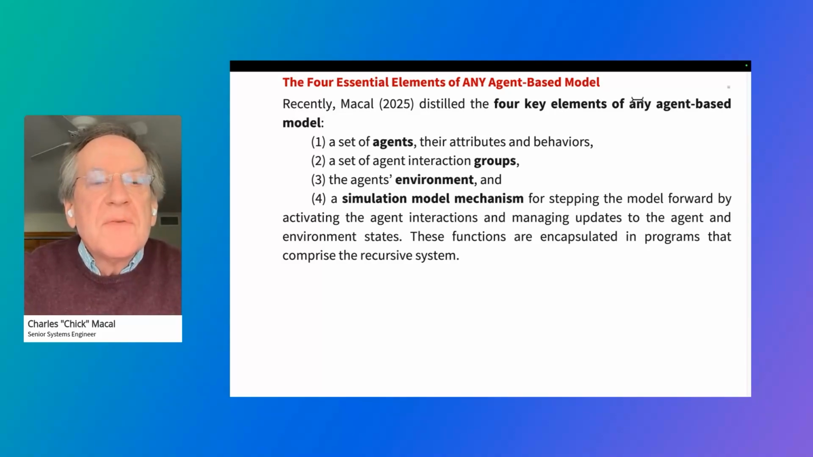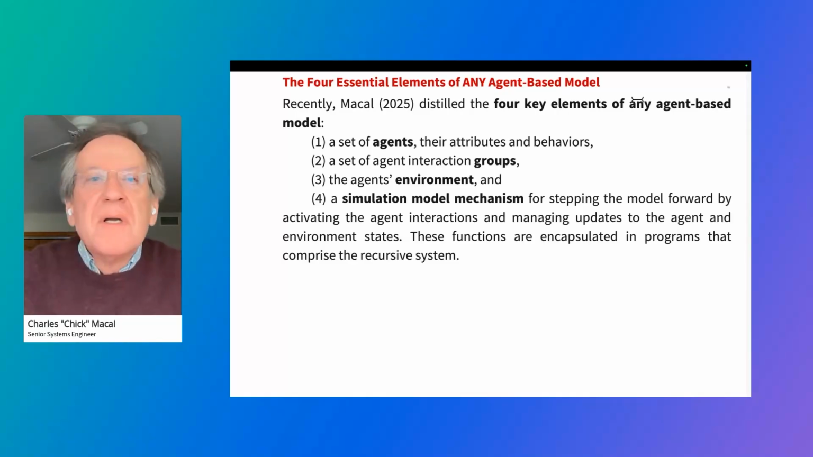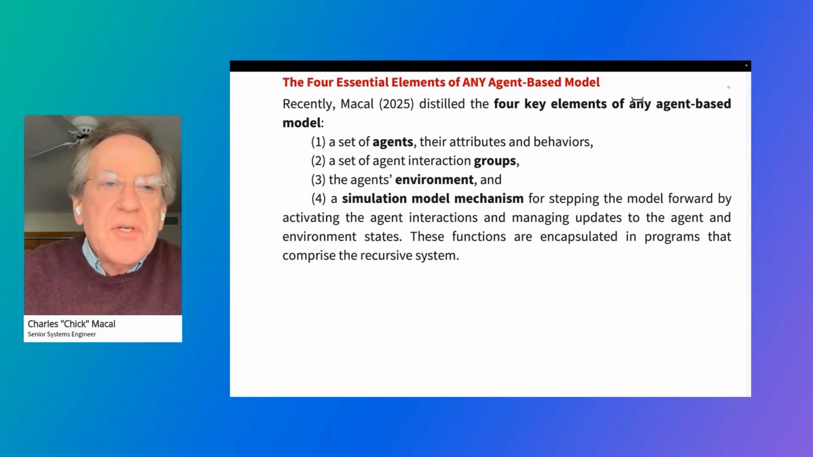Number 2, a set of agent interaction groups. So the key aspect that really defines agent-based modeling is the fact that groups of agents interact with each other. That really complicates how one goes about modeling agent-based systems. Okay, third, everything else that's in the model that's not part of the agents goes to the environment.